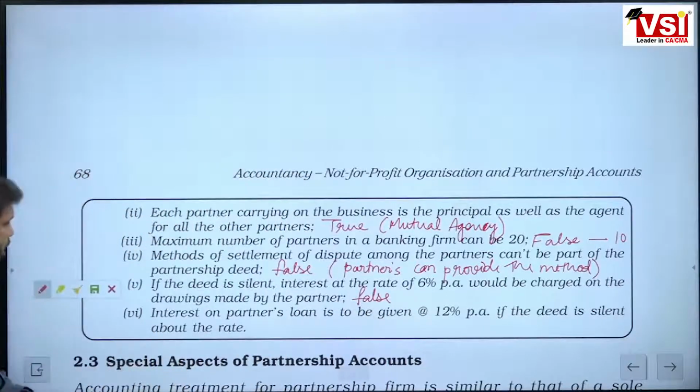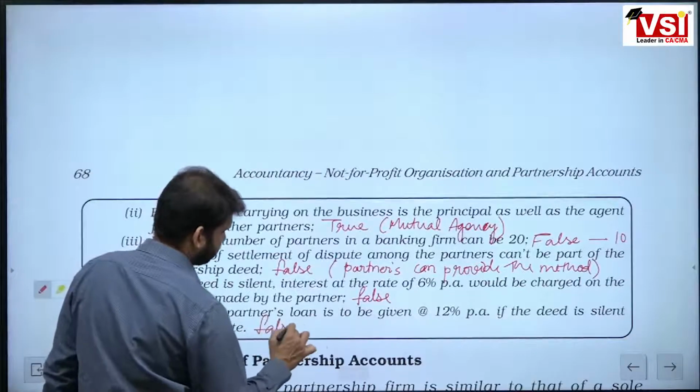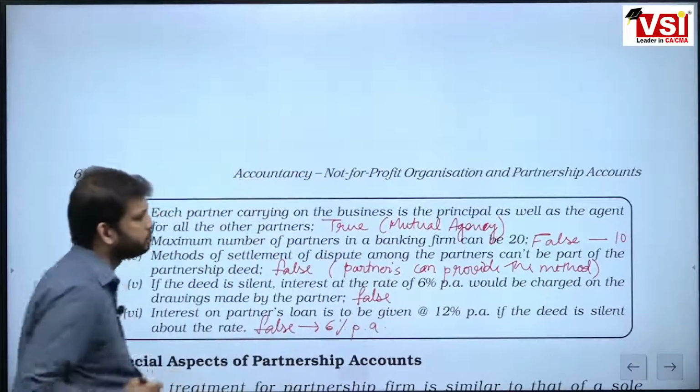And the last one, interest on partner's loan is to be given at the rate of 12% per annum if the deed is silent about the rate. False. The rate is 6% per annum.